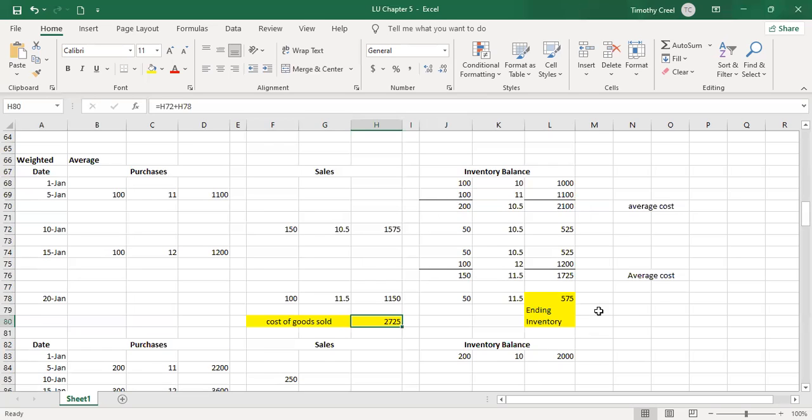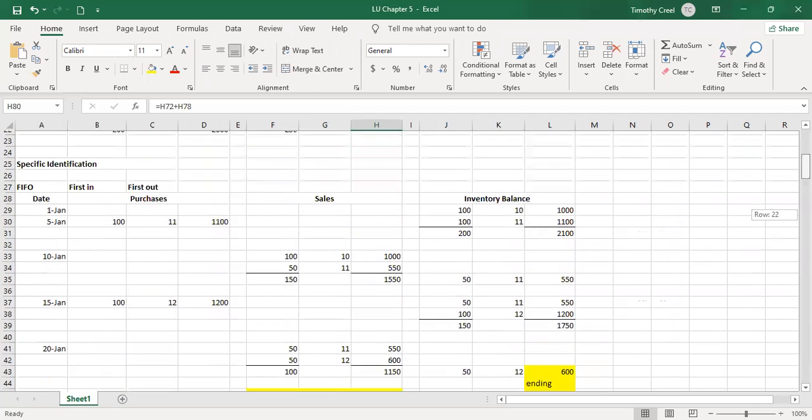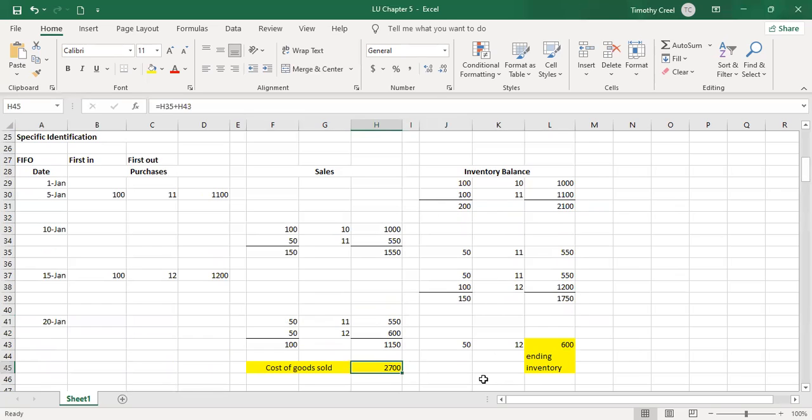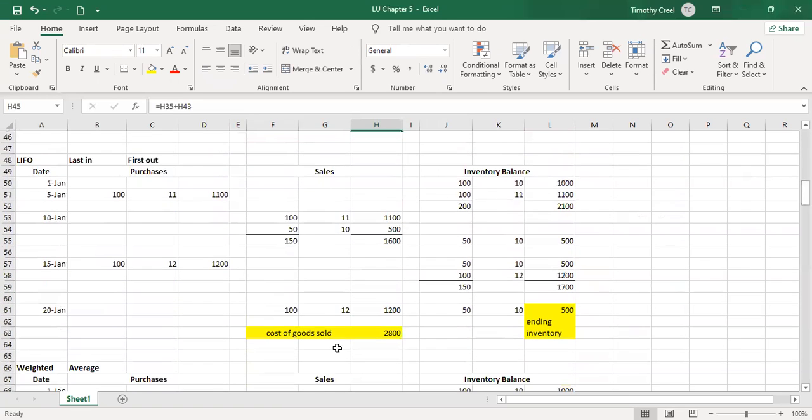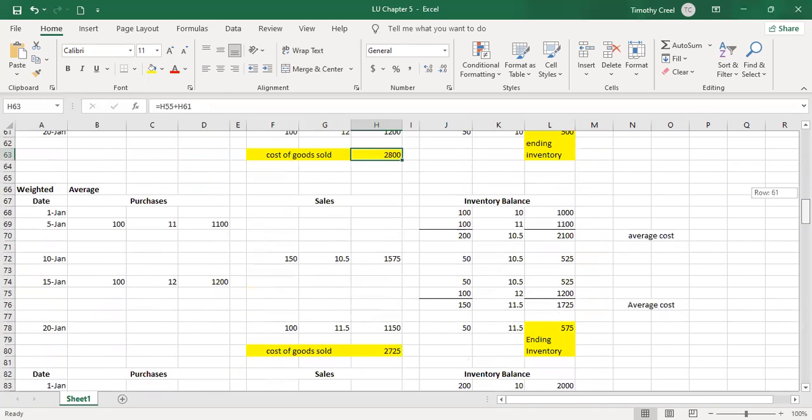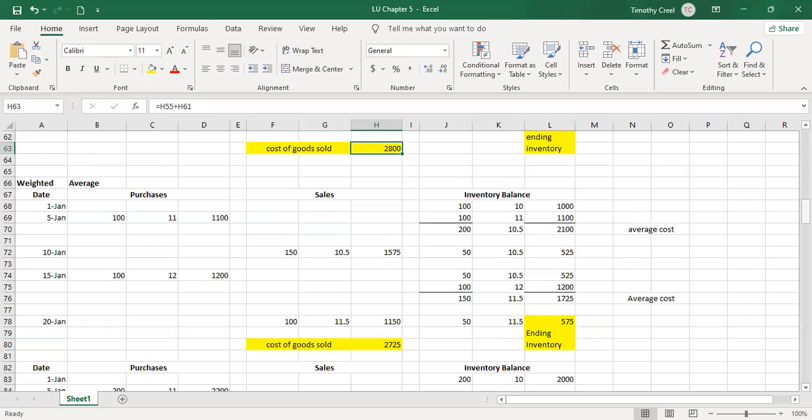Now, let me just say the advantages of each method real quick. The advantage of FIFO is that it tends to give you lower cost of goods sold, which will give you higher net income. So FIFO will tend to make you look a little better financially when prices are increasing, which they normally are. LIFO, on the other hand, since it's higher cost of goods sold, will give you lower net income, which will save you a little bit on your taxes. So more companies actually use LIFO than FIFO because they would prefer to save the money on their taxes. Weighted average is somewhere in the middle.